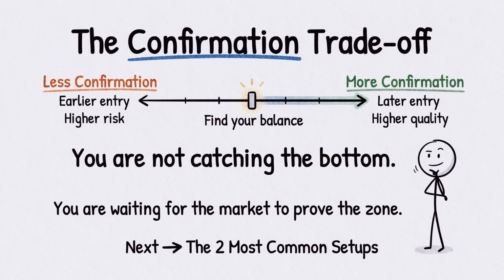Do not look for perfection. Markets are not perfect. More confirmation usually means a later entry but higher quality. Less confirmation means an earlier entry but higher risk. Once you understand this model, you are no longer trying to catch the exact bottom or top. You are waiting for the market to prove that the zone is being defended. Now let's connect this model to the two most common structures you will see on the chart.